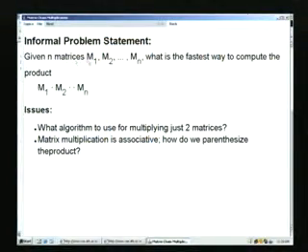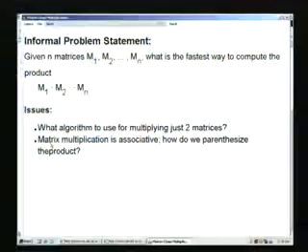We are given n matrices, let us call them m1, m2 all the way till m sub n, and we would like to multiply them and form this product. So, this is a usual matrix product. We would like to do this as fast as possible. Here are some of the issues involved in doing this.